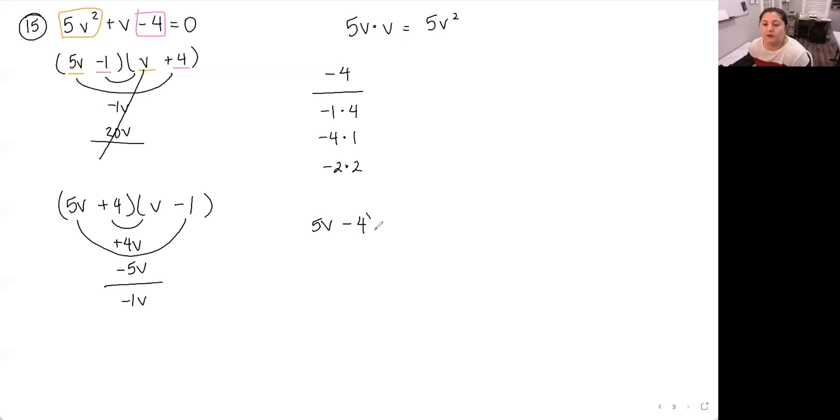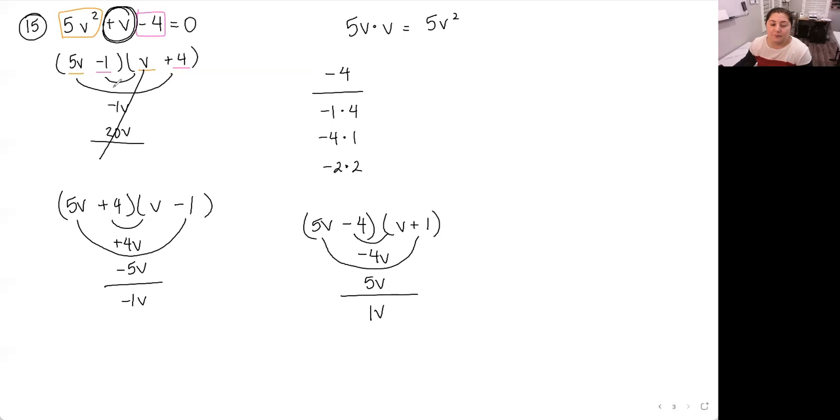Again, total hater of guess and check, but this is kind of where it's at. Okay, so I know I'm going to have negative 4 times v is negative 4v, right? And then 5v and 1 is going to be positive 5v. Hey, look at that. That's going to add up to positive 1v, which is exactly what I'm looking for up here. So I know that this is my fully factored piece.